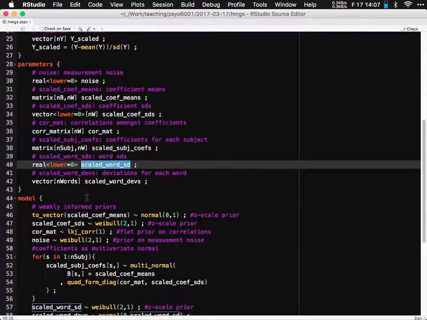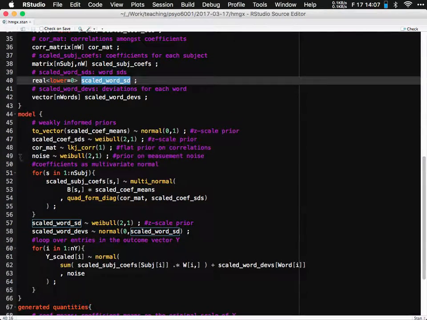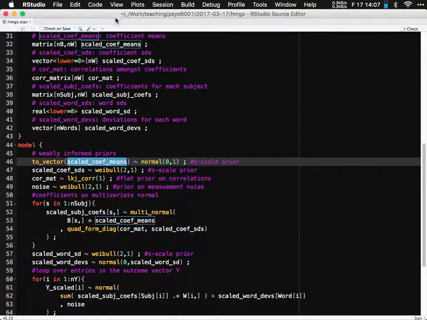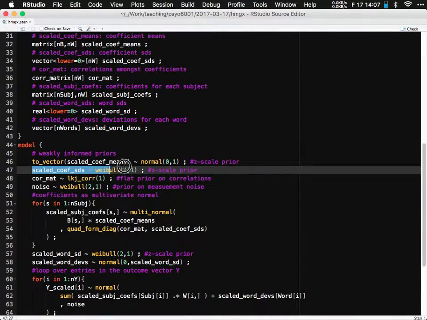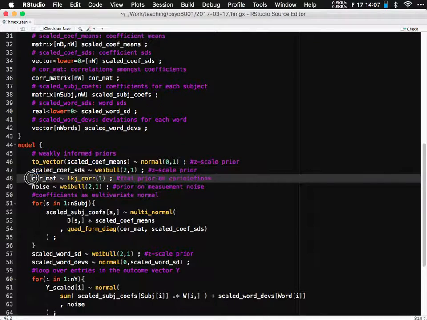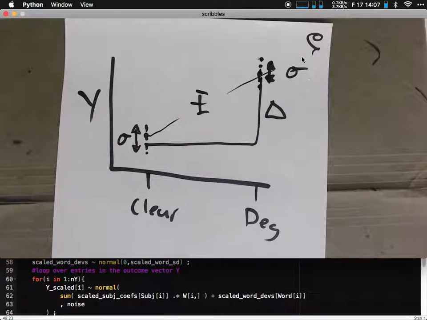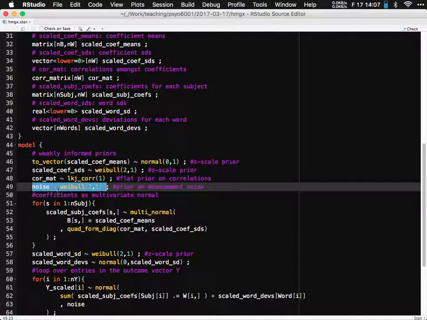All right. So for our model, we're expressing that this matrix of coefficient means is modeled as just a standard normal on the Z scale, so that's a pretty weakly informed prior. Ditto, we've got a Weibull prior on the variability from one subject to another on each of the coefficients. We've got a flat prior on the correlation matrix. And for the noise, that single thing, we'll again have the Weibull prior.